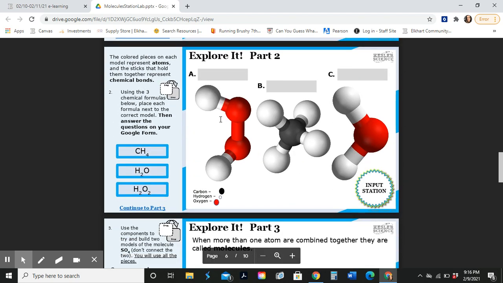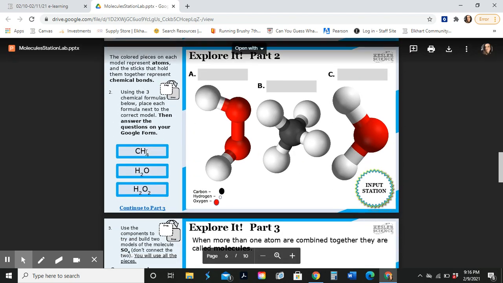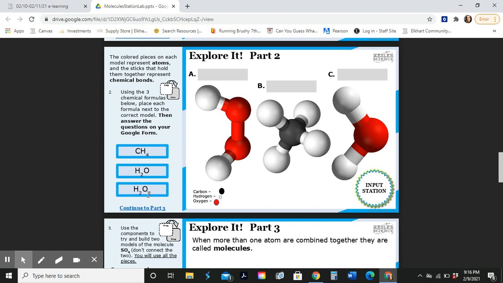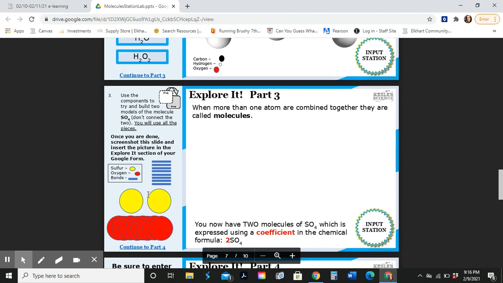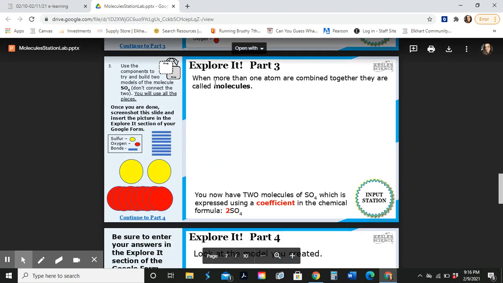Right here, you're going to count your molecules and decide which one is which: CH4, H2O, or H2O2. When more than one atom is combined together, they are called molecules.